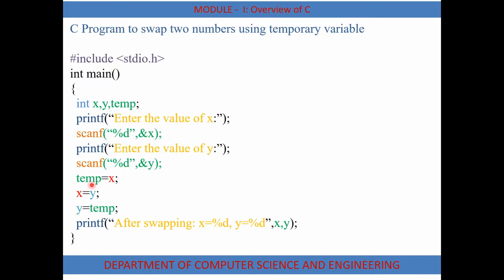variable temp, that is temp is equal to x. The value of x is stored in the variable temp. Then the value of y is stored in x. Finally, the value of temp is stored in variable y. Now, x holds the value of y and y holds the value of x. Display those values. Let's see the output of this program.